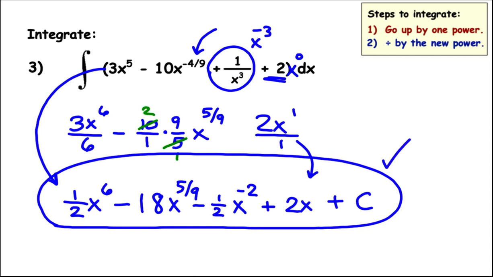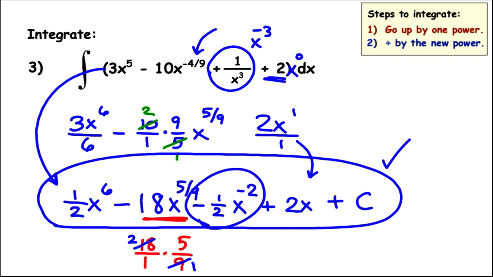Again, you can check it. Going backwards, you can see that it does work. The two that I'm most nervous about are the middle two right here, but 5/9 times 18 is 10. You can see them canceling. So that's great. And same thing with this part of the answer. Negative times negative is positive. The 2 and the 1/2 will cancel. It's going to go down by a power, which is exactly what we started with. So great.